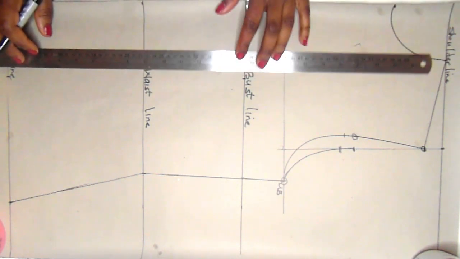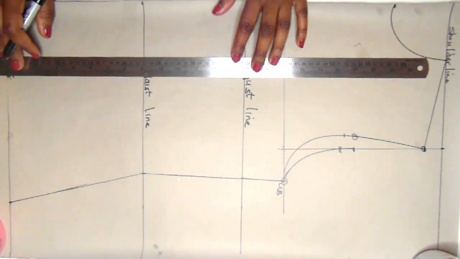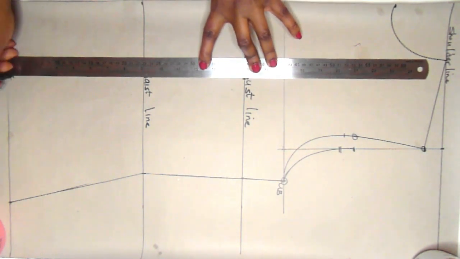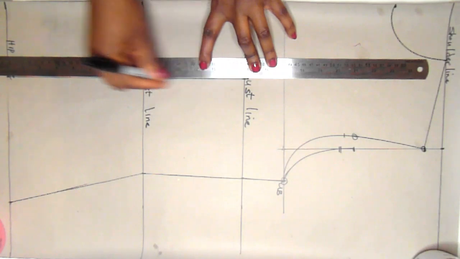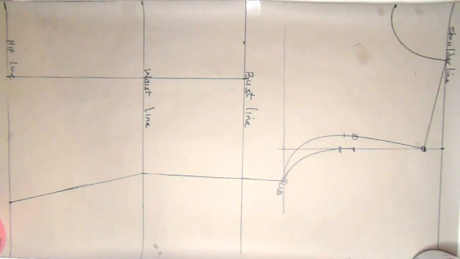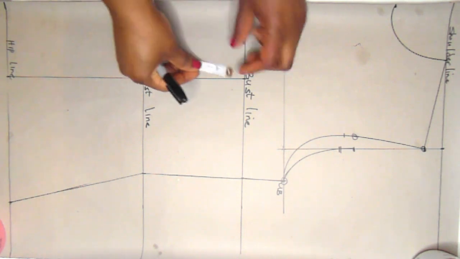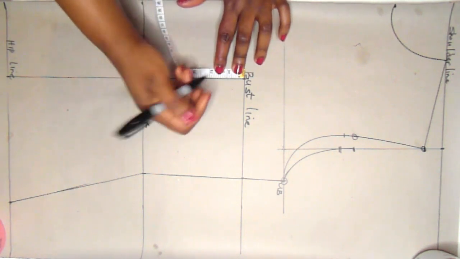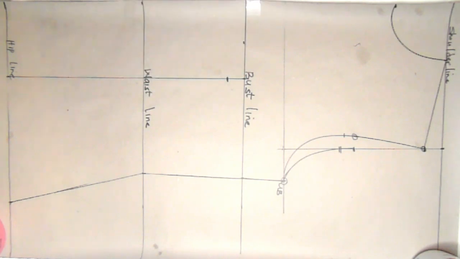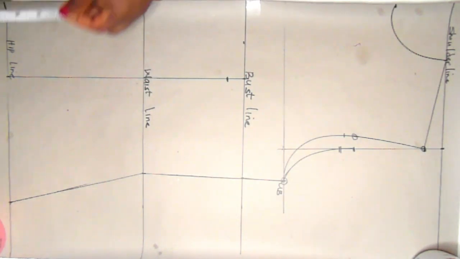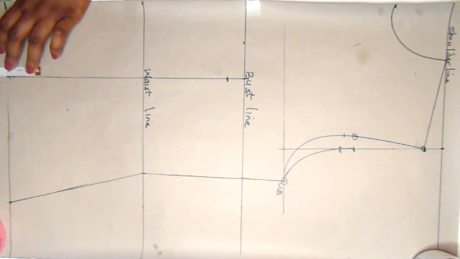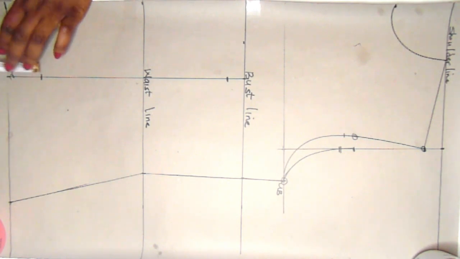So we'll do this together with a straight ruler. Just follow my illustration. It is advisable to always go down 1 inch from your bust line, because you don't want your dart to be on your bust point. So I'll take 1 inch downwards, and on my hips line I will take 2 inch upward. That way your dart will sit properly.